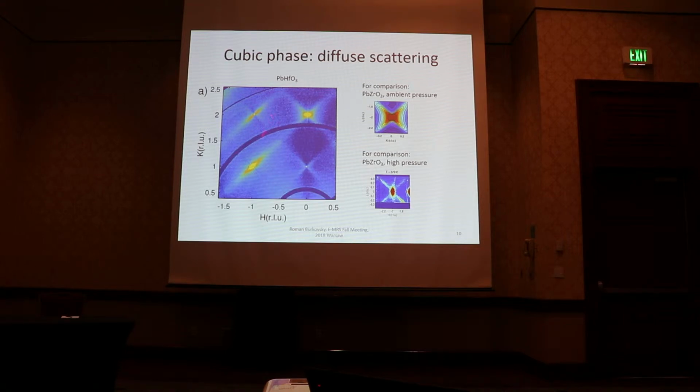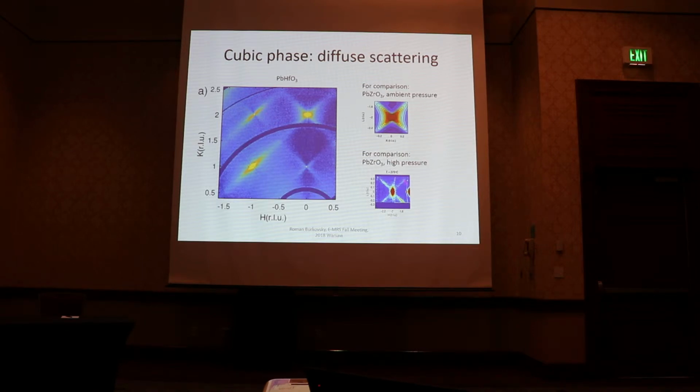Diffuse scattering reflects the susceptibility with respect to modulations. So if there were a soft mode, we should see it here. But we don't actually see a soft mode. We see diffuse scattering centered at the zone center and no specific peaks at incommensurate positions.